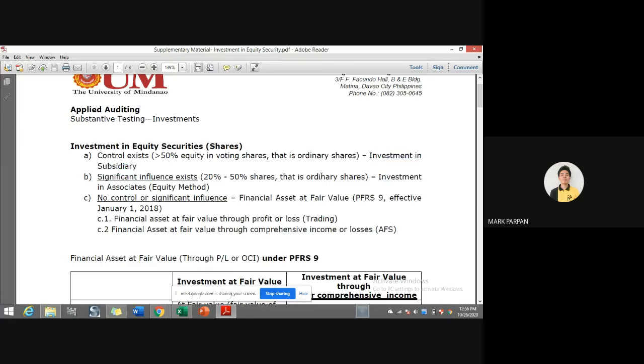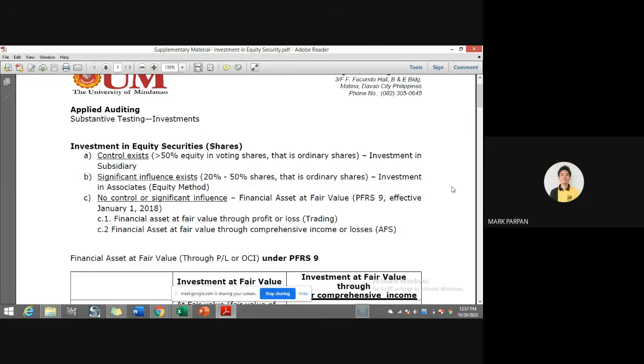If your ownership is 20 to 50% of the voting shares, the ordinary shares, it is investment in associate, which is your equity method covered by PAS 28, which we'll tackle in one of these days this week. Those other investments which do not belong to control and do not belong to significant influence fall under this one: no control nor significant influence. Now, remember this.